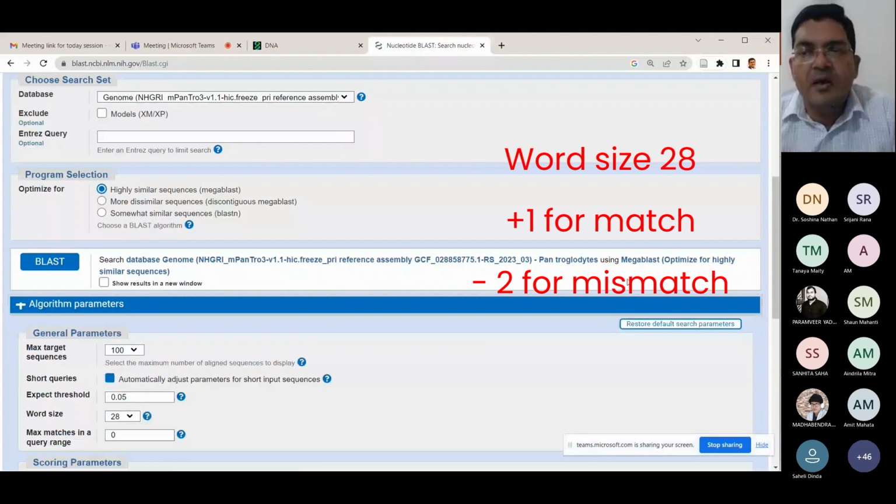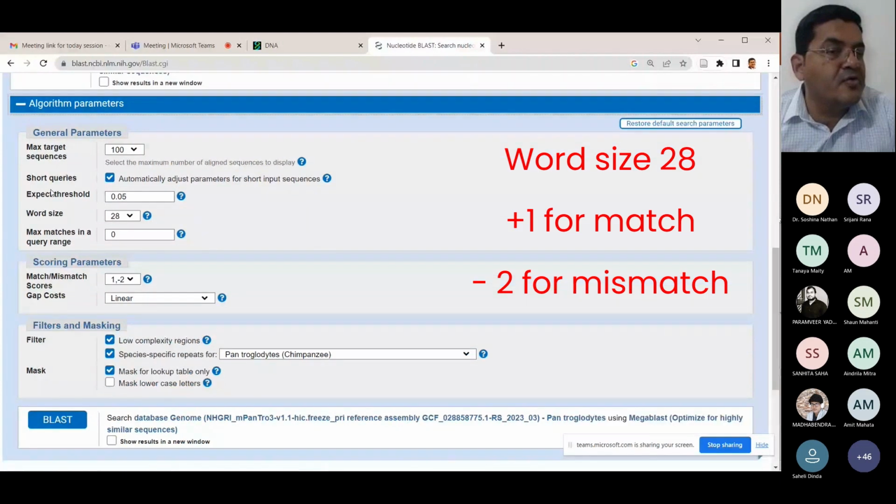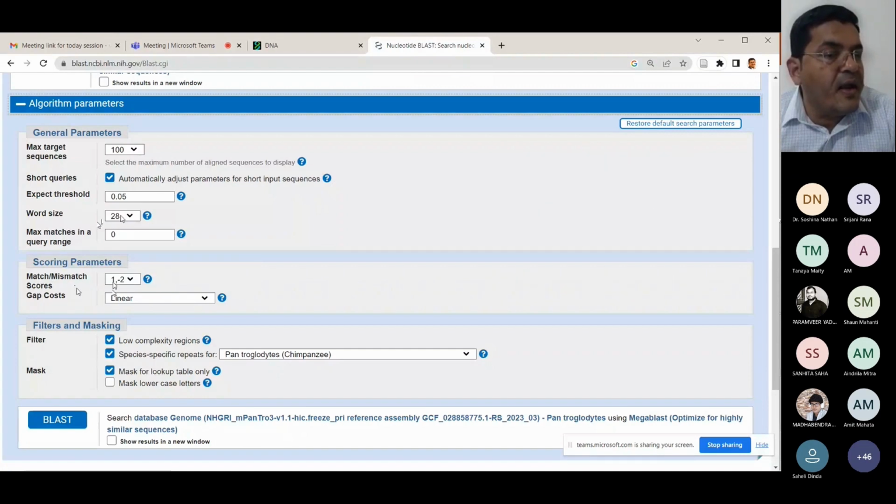Here you see the maximum target sequences is 100. Then you have the expected threshold value, the E value. We'll talk about this as we go along. A minimum of 0.05 is what you want. The word size, as you see, is 28. So this is megablast, right? And then, of course, you have your match and mismatch scores. So 1 and -2 are what you're giving as your match and mismatch scores. Then there's also a gap cost. And then, of course, you are filtering for repeats and for low complexity regions. So these are the options that you have.